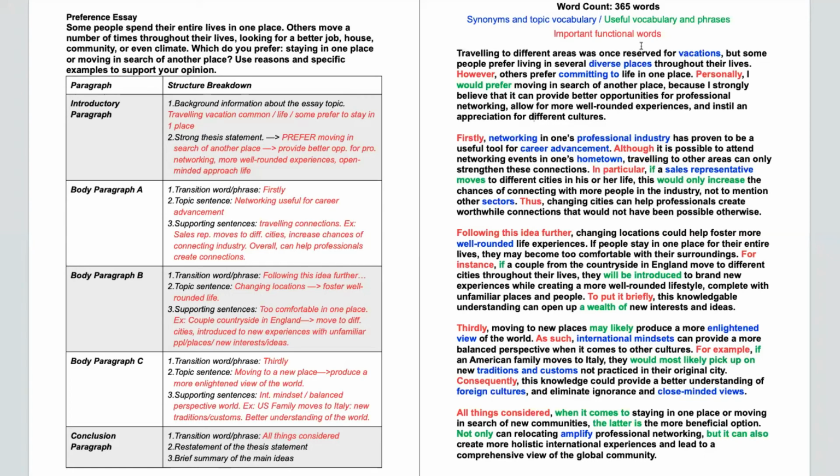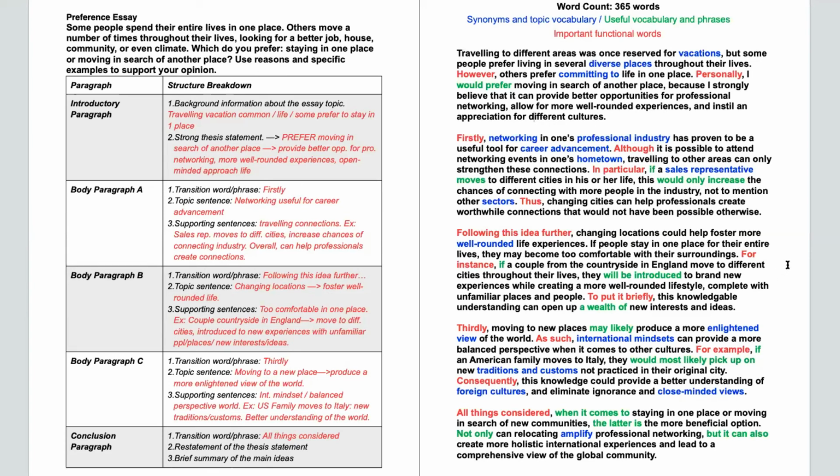It shows the examiner that I have fulfilled the requirement, but I did have a lot to say regarding this topic. And so the color coding key is blue, green, and red. The blue signifies synonyms and topic vocabulary pertaining to this writing prompt. Green has useful vocabulary and phrases that you could use in this specific essay or also other essays. And then red has the important functional words.